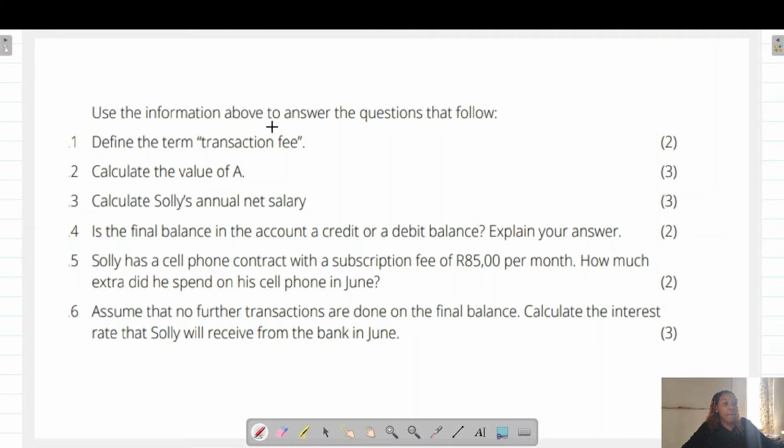It says, use the information above to answer the questions that follow, right? Define the term transaction fee, right? We've already defined the term transaction fee. We said a transaction is what happens when you have money coming in and out of your account, right? Your account is busy. Transactions are going off in your account, right? So now what would be a transaction fee, right? A transaction fee is an amount that the bank charges you, the customer, for making use of their services, right? So we are going to write that down.